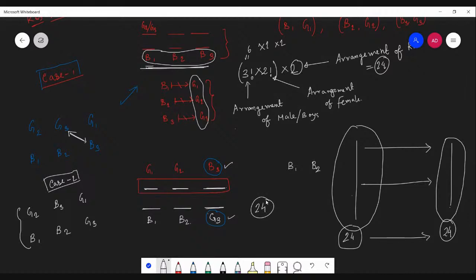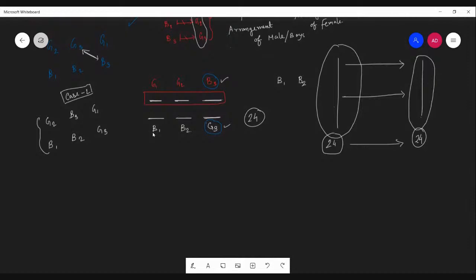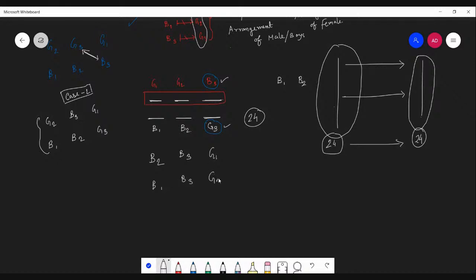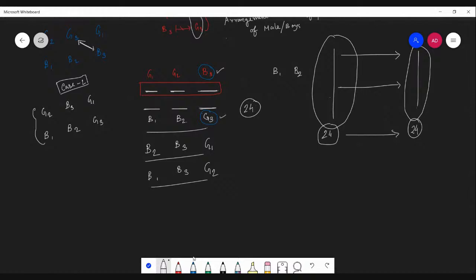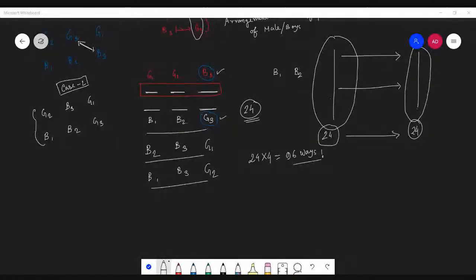Similarly you can do the other cases. Now here you have chosen B1, B2, G3. In the next cases you can choose B2, B3, G1 and B1, B3, G2. So totally I have 4 arrangements. There are totally 4 ways: 1, 2, 3 and this one, B1, B2 and B3. For each of the arrangements the second row gets fixed, and you get 24 for each of them. So this will be 24 into 4, that is 96 ways. Okay, so that will be 96.